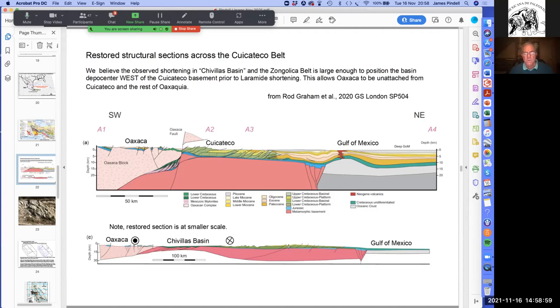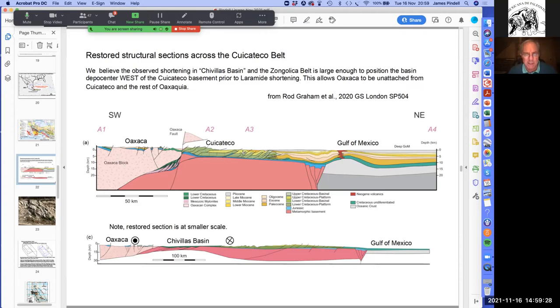Okay, so when you do that, there is so much shortening up in this fold thrust belt that it all needs to be pulled back. And it turns out that there's about 50 to 70 kilometers of shortening responsible in the creation of the present day geology. So when you restore that and pull it back, the Oaxaca block has to move back by, let's say, 50 kilometers back to the west.